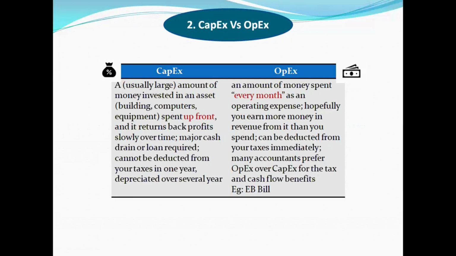Whereas OpEx means whatever expenses we incur on a monthly basis. That is called OpEx. Example, the monthly EB bills. So whatever we are consuming, we pay only for that on a monthly basis. That is called OpEx. So let's move to the next topic.